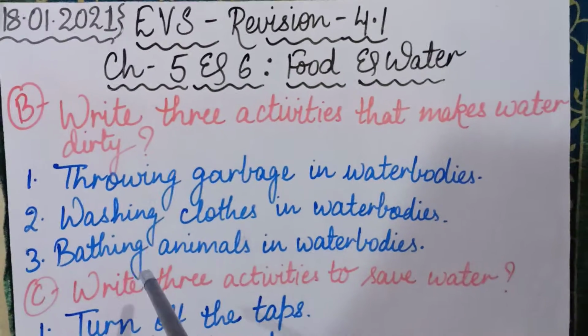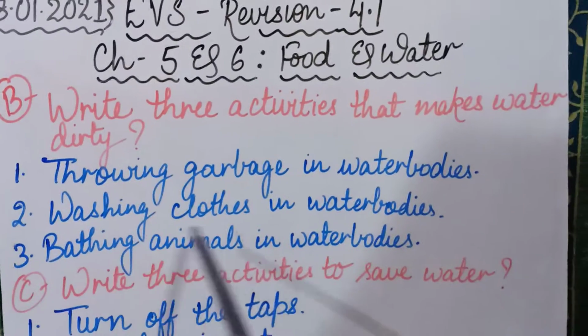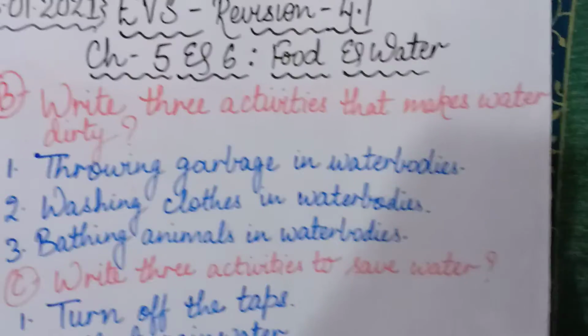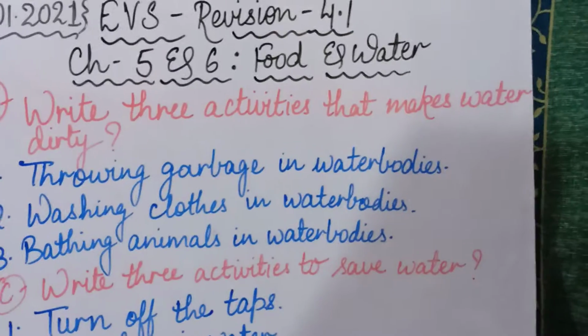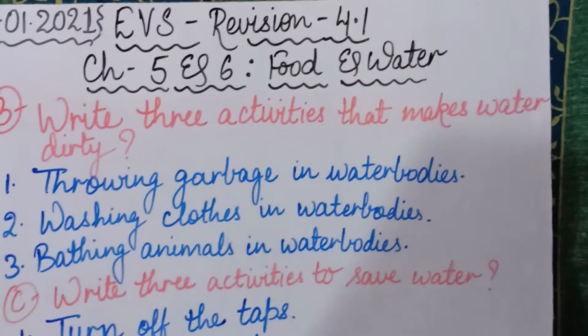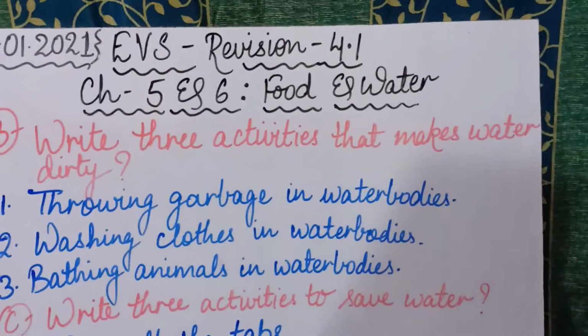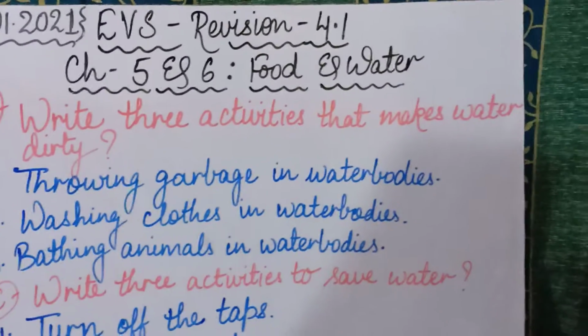Then coming to the third point, which is the most important point: bathing animals in water bodies. Now जो लोग animals को भी water bodies में छोड़ देते हैं नहाने के लिए, so that, bathing animals in water bodies, is the main reason why our water bodies get dirty.